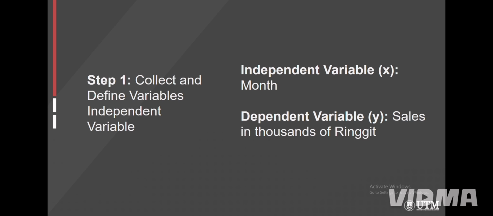So let's solve the example by following the steps that we already illustrated previously for the least squares method. As we said, we need to collect and define variables. For the independent variable, X refers to month, and the dependent variable Y is sales in thousands of francs.